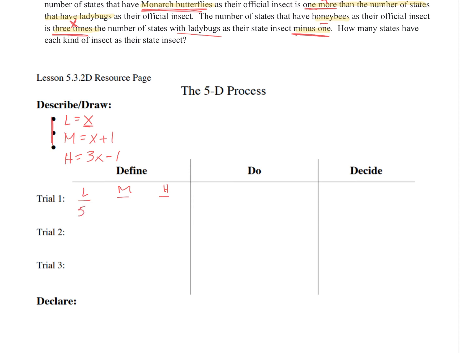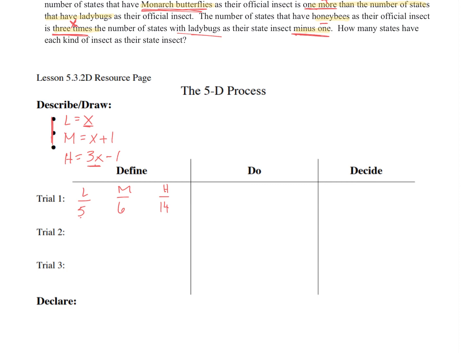So the number of ladybugs is 5. So if the number of ladybugs is 5 and there's one more state with monarch butterflies as their official insect, monarch butterflies is X plus 1, so 5 plus 1 is 6. And the number of states with honeybees as their official insect is three times the number of states with ladybugs minus one. So 3 times 5 is 15, minus 1 is 14.